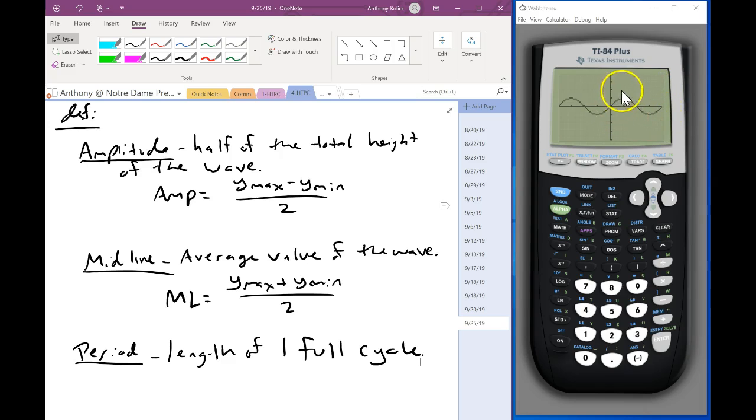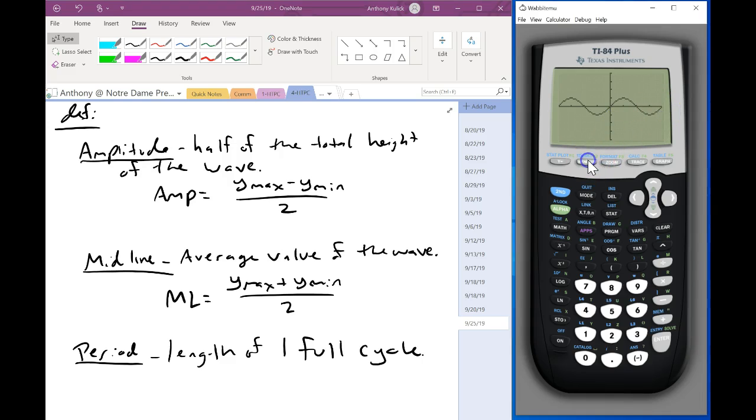So really, this is one non-repeating period of my graph, right? So the period is just the distance along the x-axis. So from basically this point to this point is 2 pi.